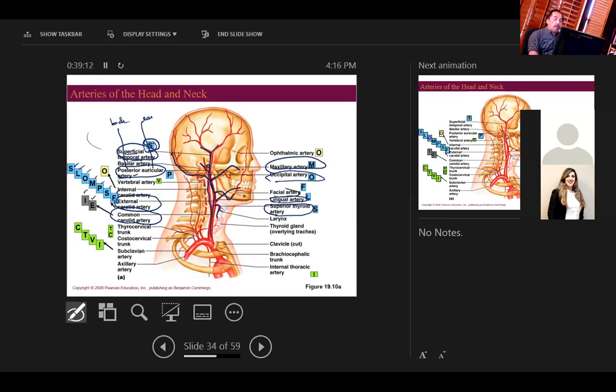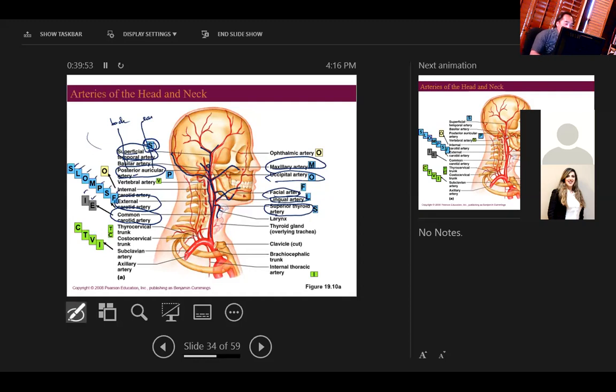So again, if I ask you what are the branches of the external carotid artery, just say SLOMPSF. S is your superficial temporal, L is your lingual, O is occipital, M is maxillary, P is your posterior auricular, S is your superior thyroid artery, then F is the facial artery. Those are the branches of the external carotid artery, which came from the common carotid artery. All right, we finished with the external carotid artery.